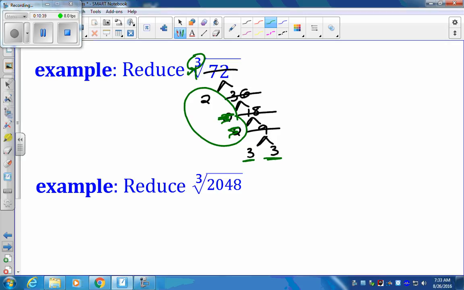So now we do the same thing. The 2 goes to the outside because it's in the circle. The 3 stays underneath. And please make sure you include that little 3 in your final answer. Very important. All right, the next problem. Same process.